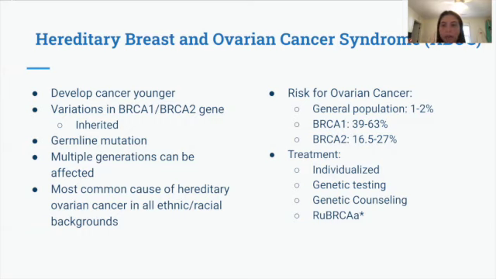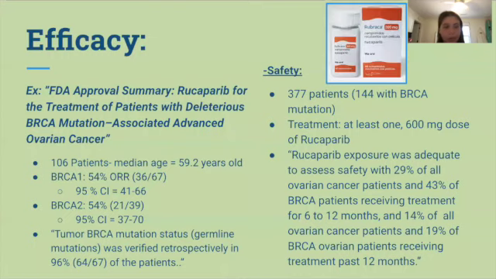On the right here, you can see the risk percentages of getting ovarian cancer if you have the syndrome, and below that is the treatment. It's very individualized because the type of cancer and the tumor size are very specific to each person. Genetic testing and counseling are two treatment options for the syndrome, and we'll focus on Rubraca. So this is a study. This article is the FDA's approval of the rucaparib drug for treating this BRCA mutation.